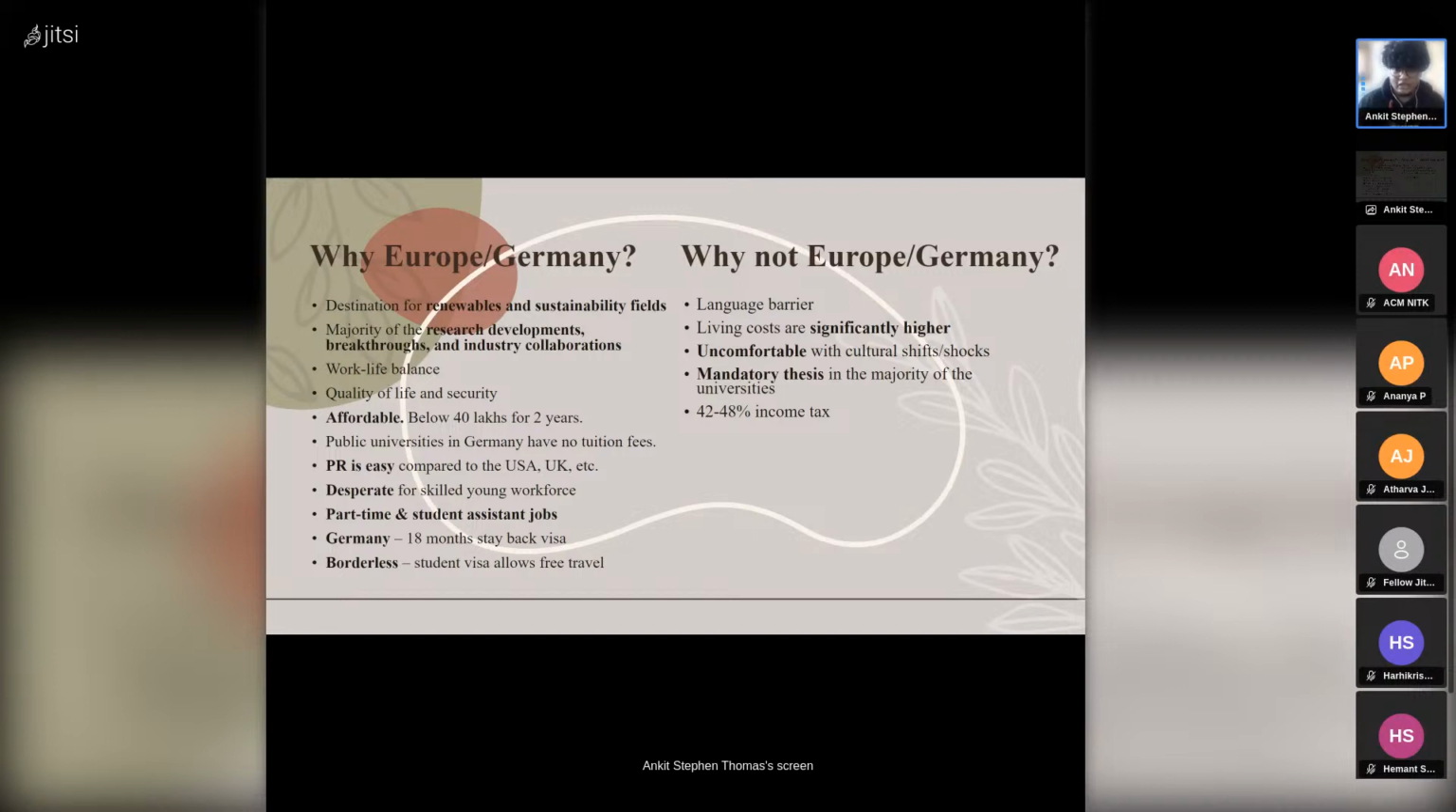So I saw the statistic that they need at least 200,000 international, legal immigrants to come in and study and work over there. And Germany has this option where after you complete your studies, you get an 18-month stay-back visa where you can go ahead and search for jobs all across Europe. And the most important thing, it's borderless, right?